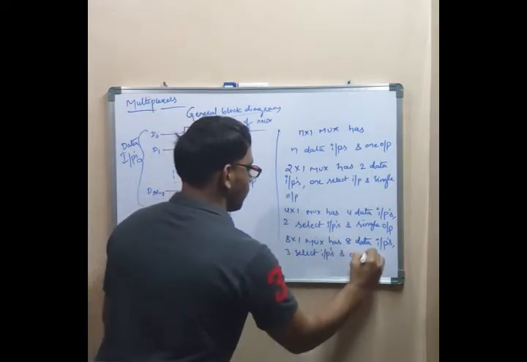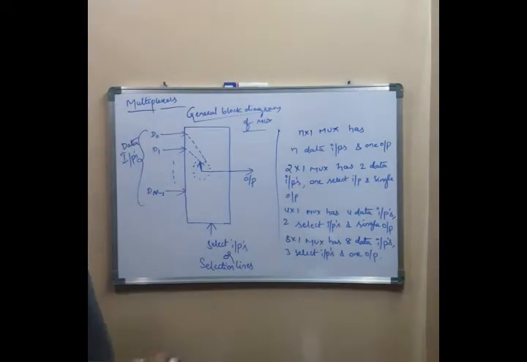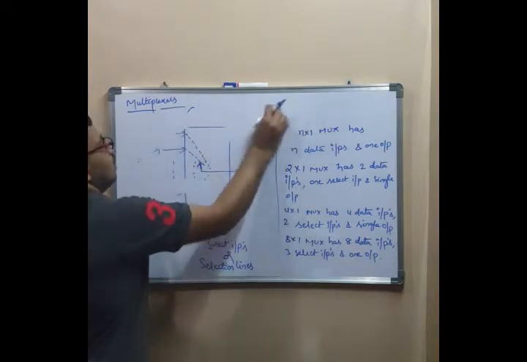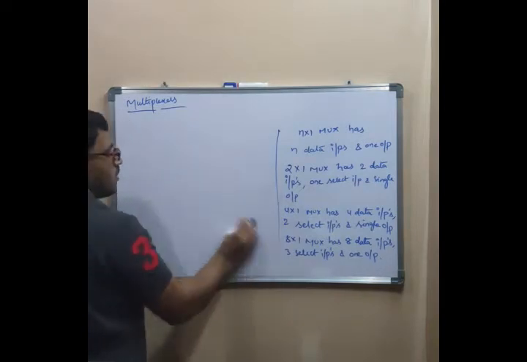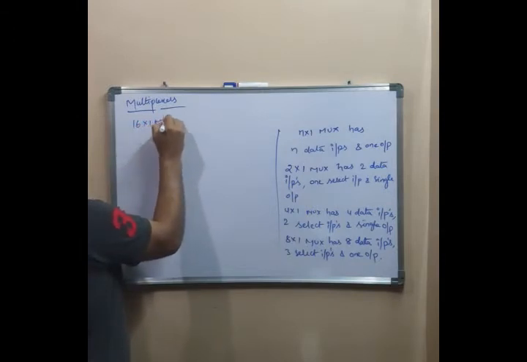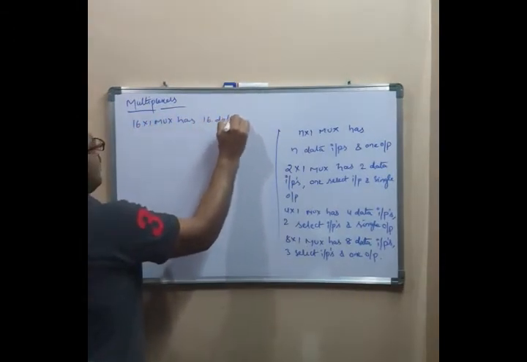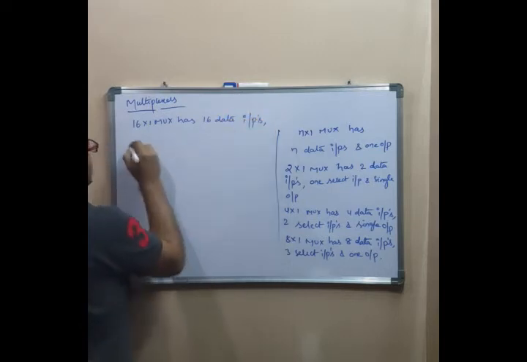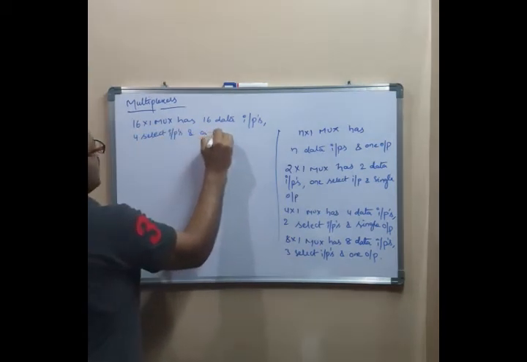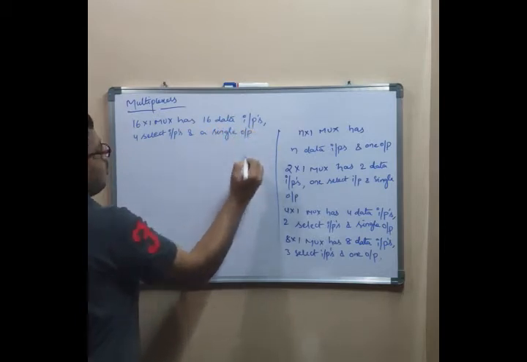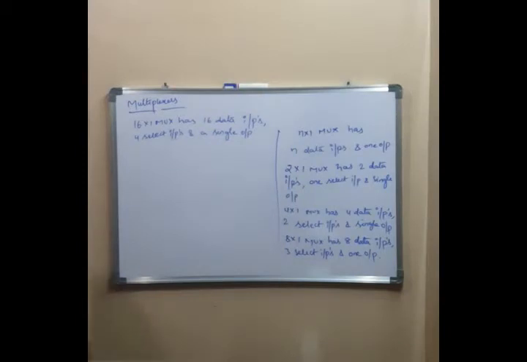Whereas in the case of a 16 into 1 MUX, a 16 into 1 MUX has 16 data inputs, 4 select inputs, and a single output. In the same fashion, right, there will be n selection lines, 2 power n data inputs, and a single output, right?